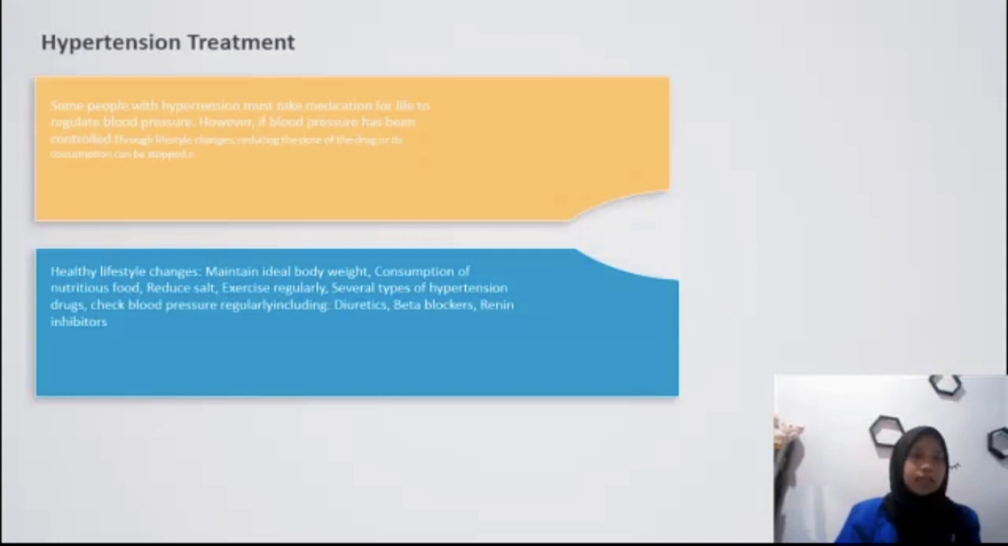Healthy lifestyle changes: maintain ideal body weight, consume nutritious food, reduce salt, exercise regularly, and check blood pressure regularly. Several types of hypertension drugs include diuretics, beta blockers, and renin inhibitors.